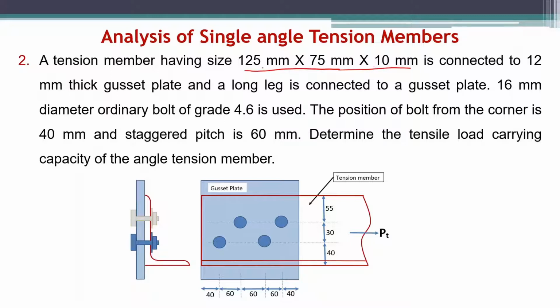So that is the unequal angle, connected to a 12 mm thick gusset plate, and the long leg is connected to the gusset plate. 16 mm diameter ordinary bolt of grade 4.6 is used. The position of bolt from the corner is 40 mm and staggered pitch is 60 mm. Determine the tensile load carrying capacity of the single angle tension member.